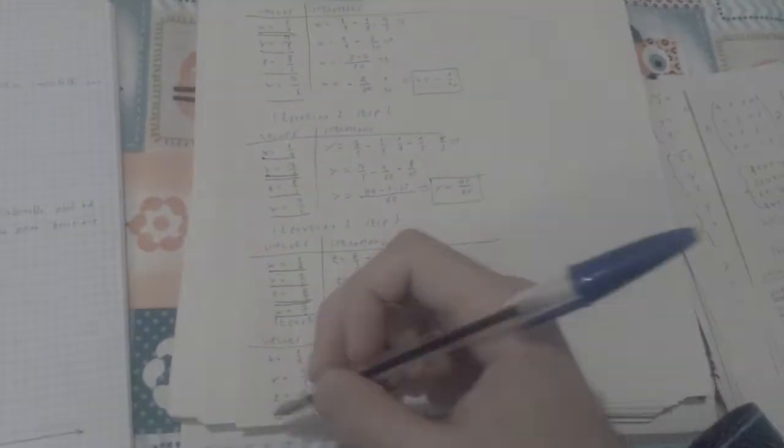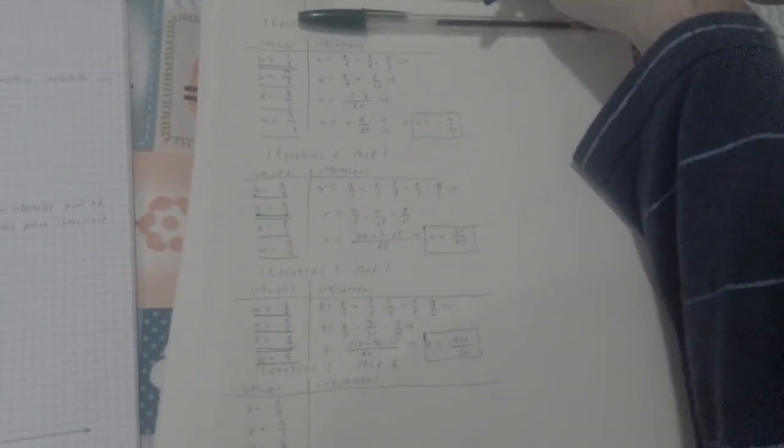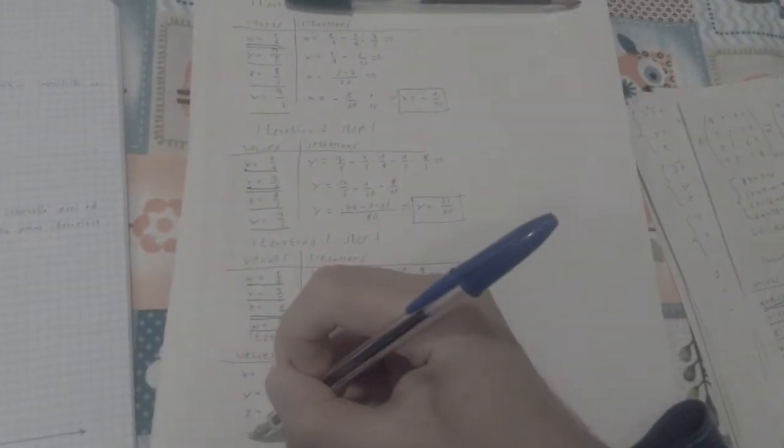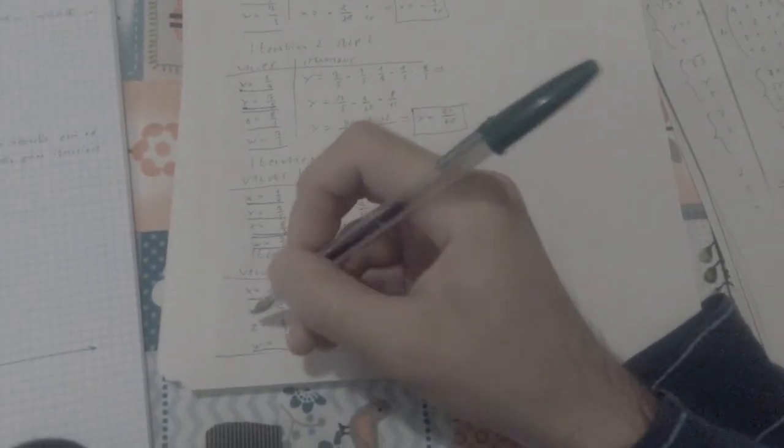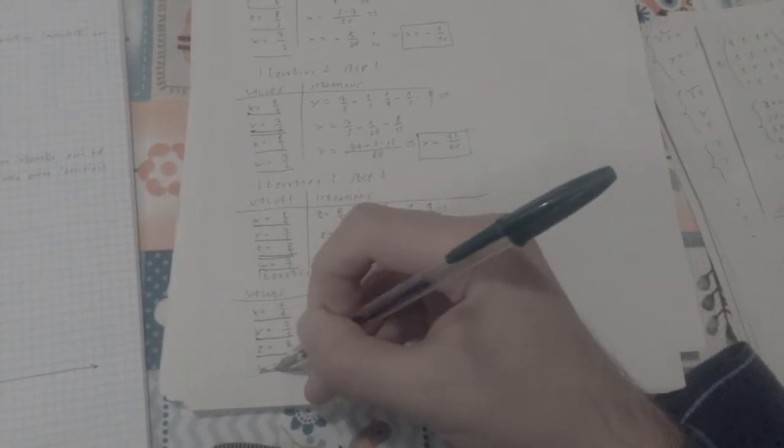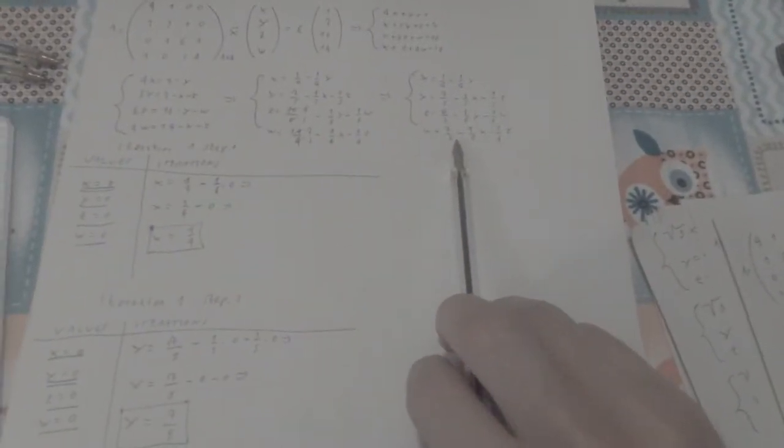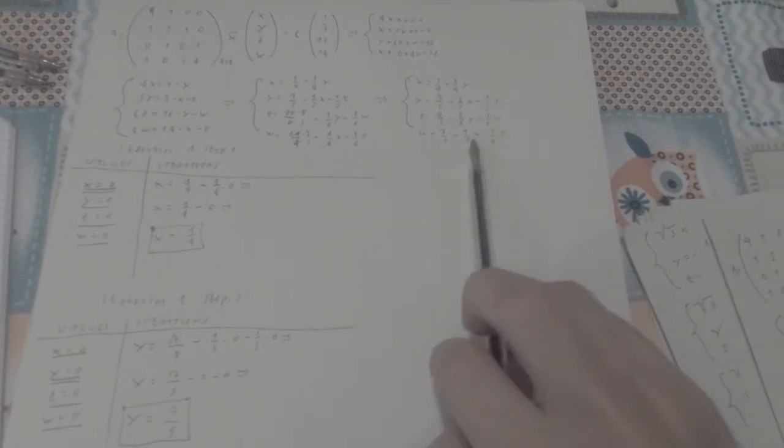Okay, so I'm going to underline only w. I'm going to underline with green x because we have found it already, y because we have found it already, z because we have found it already, and w because we're going to find it in this very step. So w is going to be equal to 7 over 2, which is a scalar, not dependent on anything, minus 1 over 4 x, so it's dependent on x, minus 1 over 4 z, so it's dependent on z.